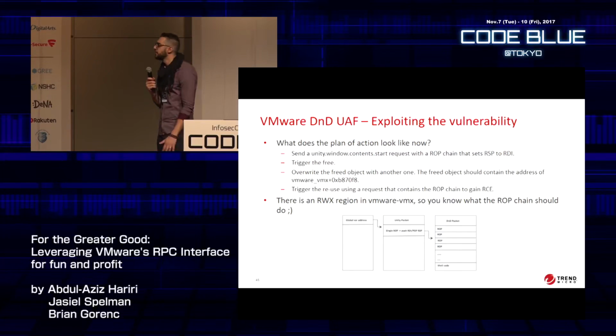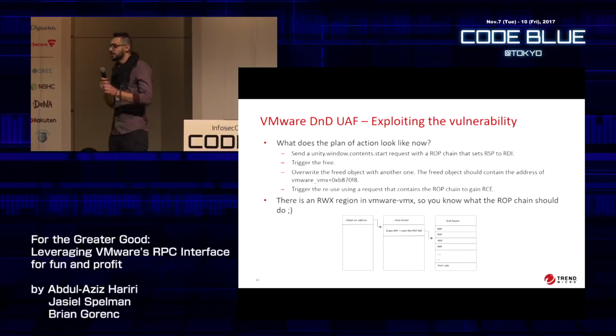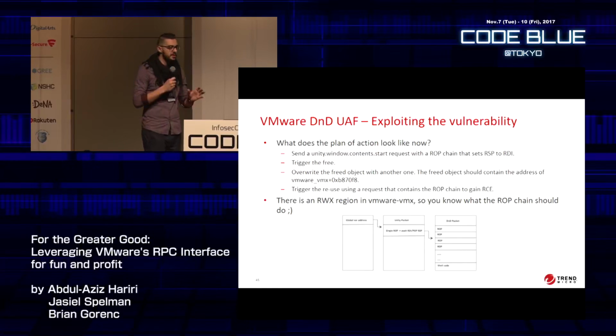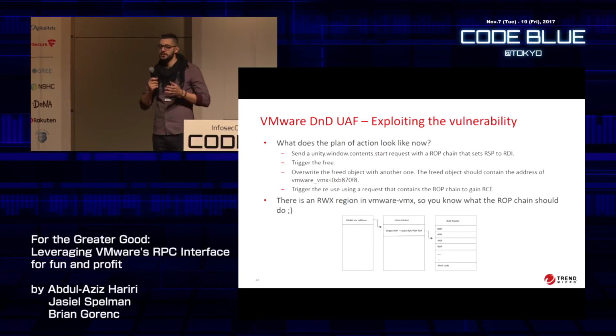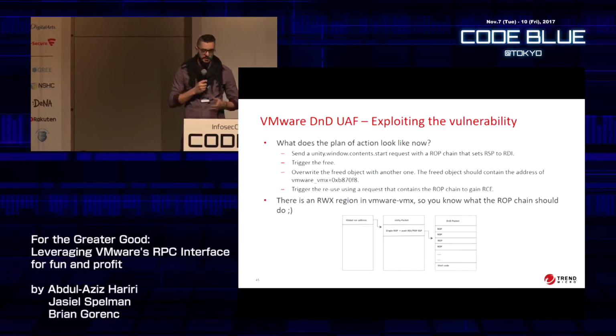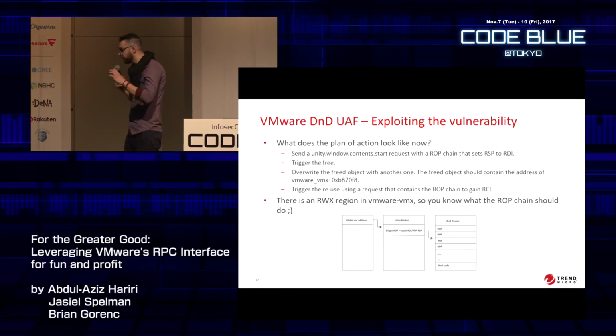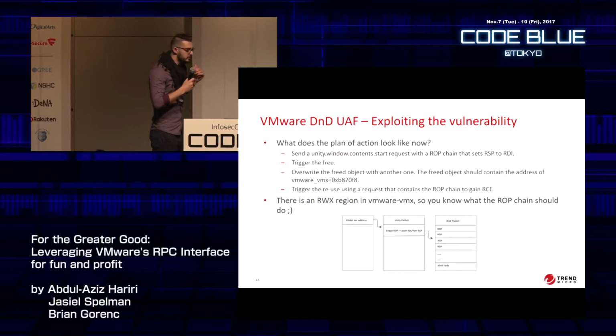So putting this all together. The first step is to send a Unity request so we can store a single gadget, a ROP chain, which basically exchanges our RSP with RDI, and RDI points to our packet. And then trigger the free, reclaim it, and once we reclaim that, we get execution. We're going to have that block pointing to the Unity packet with a single ROP gadget. Once that gets executed, it's going to return to RDI, which basically contains all our ROP chain.